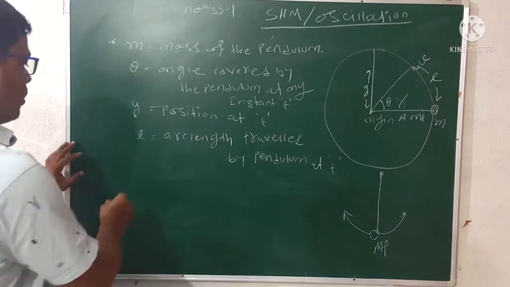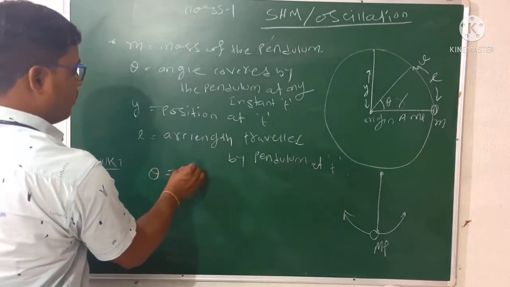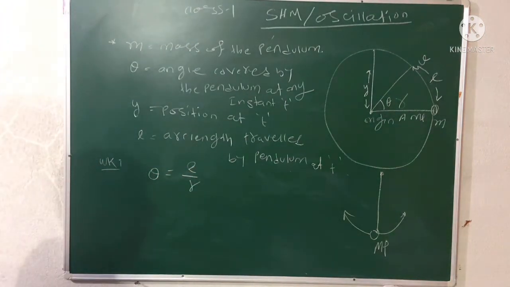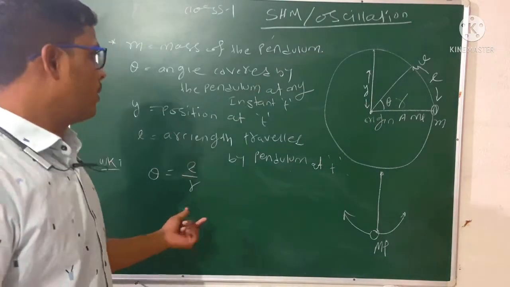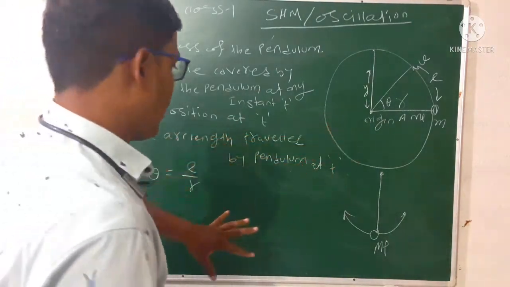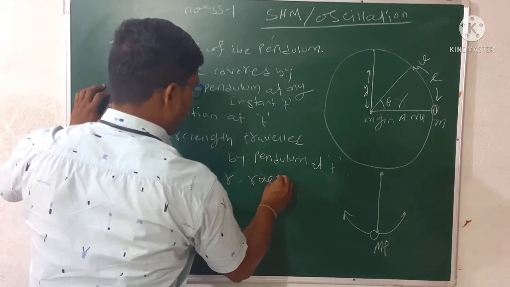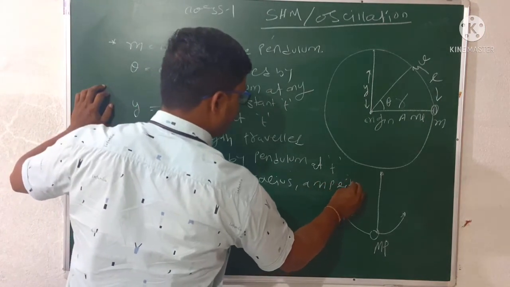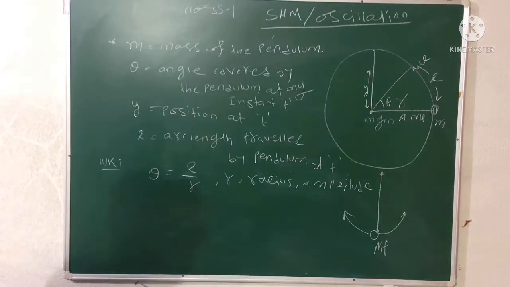So what do we know? Theta is nothing but L by R. Remember this formula: theta is equal to L by R, the arc length divided by radius. R is the radius, and R is also the amplitude of oscillation.